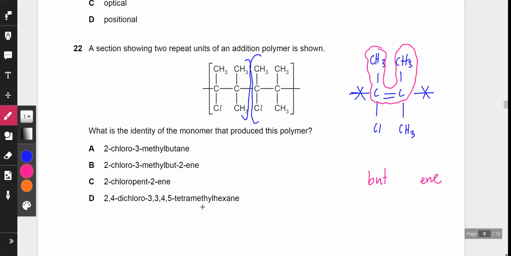So it's butene, and the double bond is on the carbon from the second. Like if I start counting from this side, so it's one, and then there's two. So this one is butene, and that would make this B because that's the only one where the main chain is butene. In the other ones, it's either hexane or pentene or methyl butane. The main chain is butene.